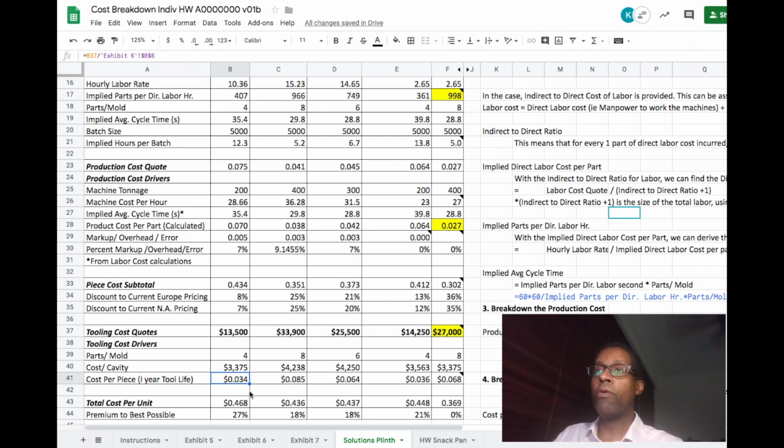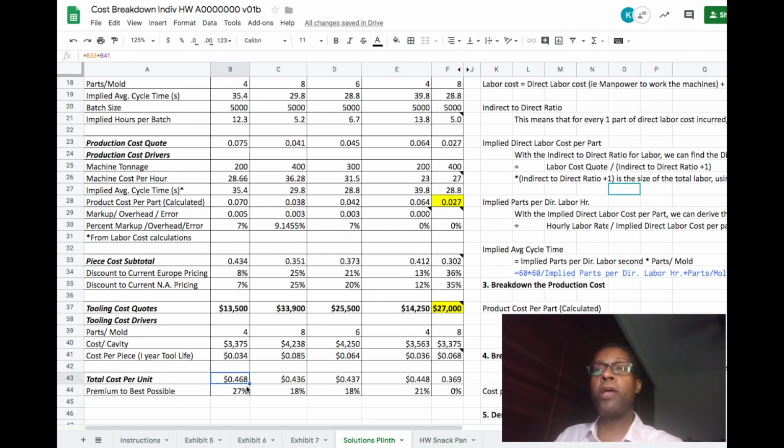Now, what we can see here is that compared to North America, we're at the same number. But compared to the best possible is 27%. Wow, that's a big number. That's a big difference. So how did we get the 27%? Okay. In order to do all the rest of these, we would go through exactly the same flow.